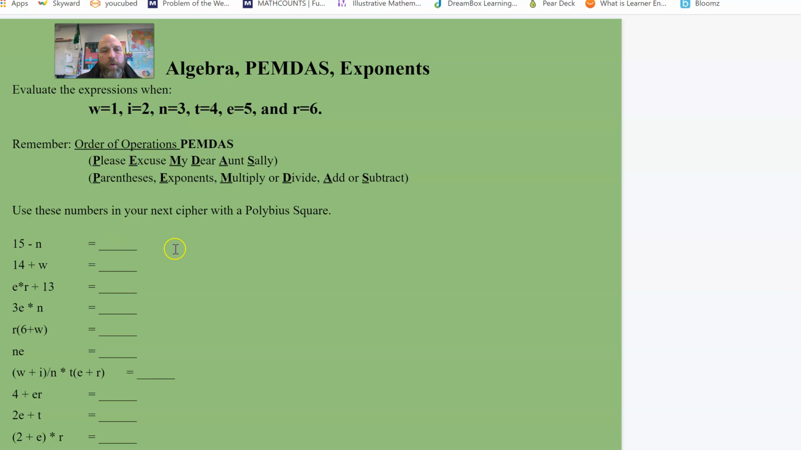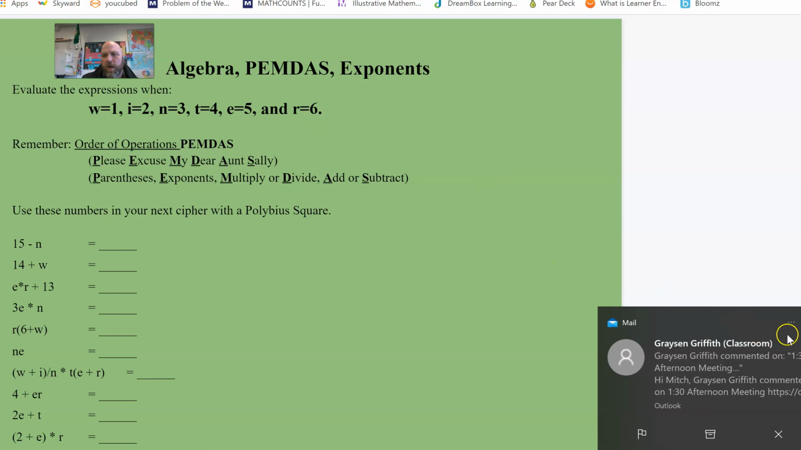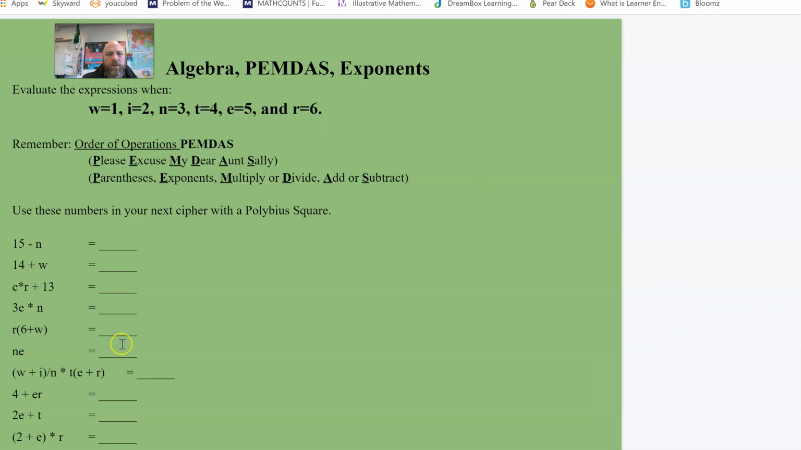And you can see how that would work. Where would 12 fit in the Polybius square? We just talked about it. How about, let's try another one. We know that another way that we say times is the little asterisk. E times R plus 13. E is 5 times R is 6. 5 times 6 is 30. So then plus 13 must be 43. I wonder where that fits on the Polybius square.